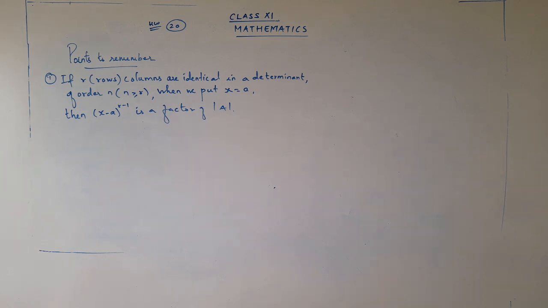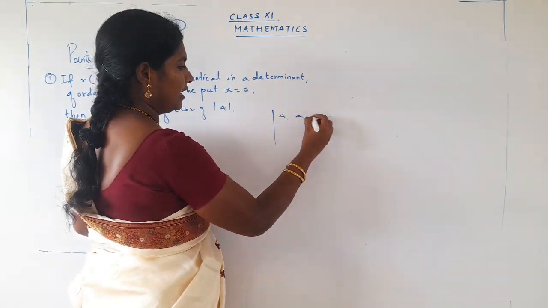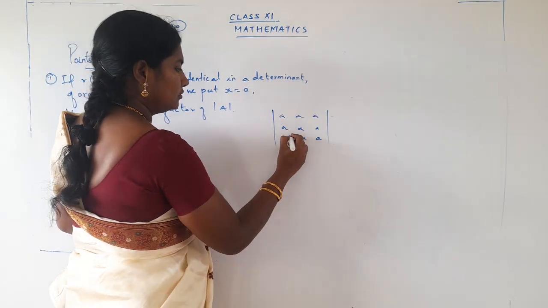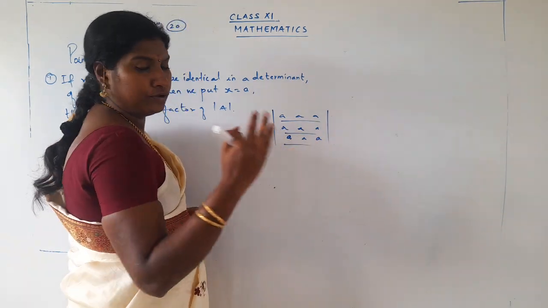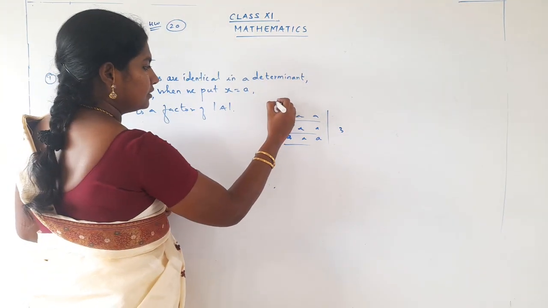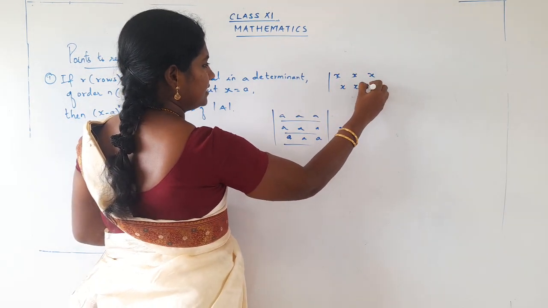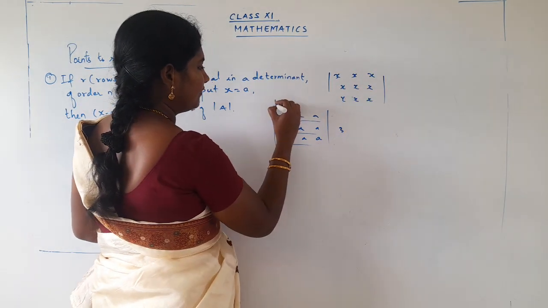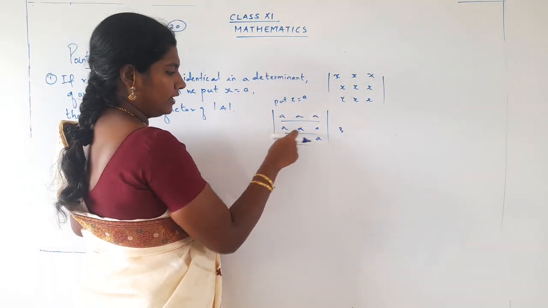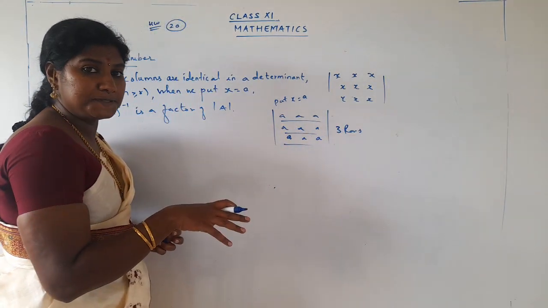Let's see what the meaning of this point is. Suppose you have some determinant. Here, how many rows are identical? 3 rows are identical. Suppose first it was x, x. Now what have we done? We have taken x is equal to a. So I got a. Here how many rows are identical? 3 rows are identical. So what is the factor for this particular determinant?